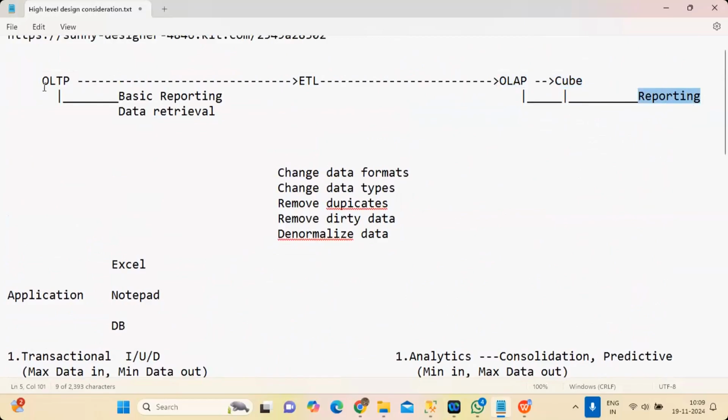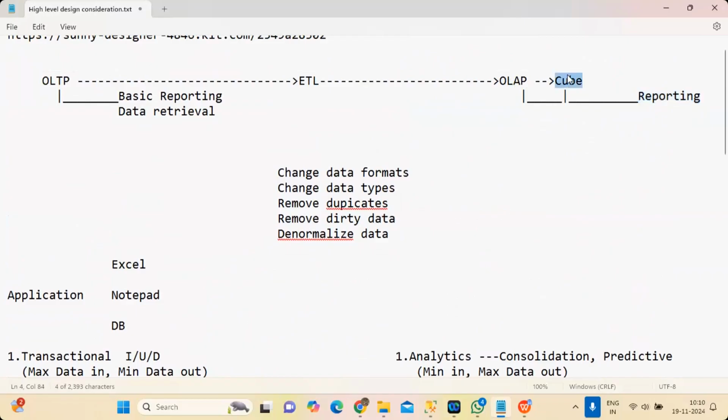Reports can be created in OLTP also. As I said, if the manager of the branch wants to know how much I have sold today, I can use the OLTP system and create reports. But when we want analytical reports, we use the OLAP system. So we have reporting tools as well: Tableau, Power BI, and SSRS are reporting tools. There are many reporting tools given by Microsoft also.